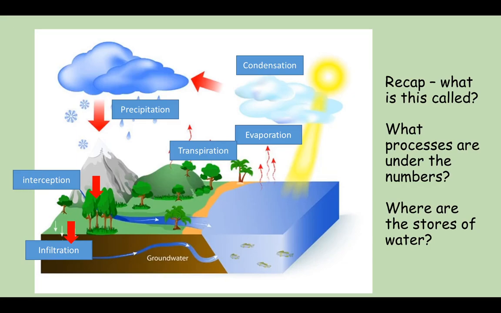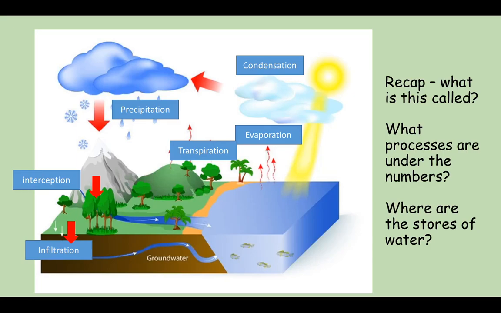The final process, which appeared just a second ago in the middle, is transpiration, and this is where the water that's intercepted by plants actually can evaporate back off the plants and go back up into the atmosphere. So transpiration is also when water is released from plants. So these are all processes, these are ways in which water moves around the cycle.